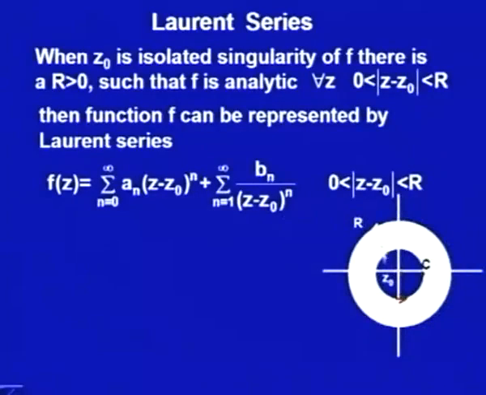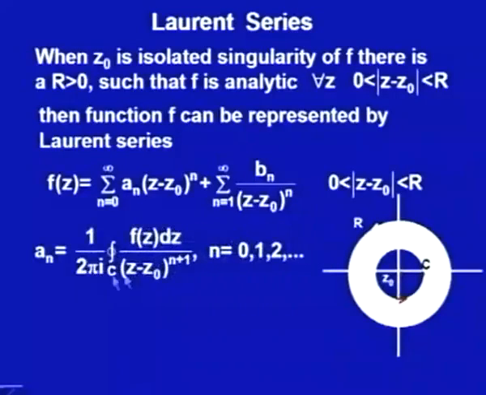So, here we have the disk, this is R, and Z naught is the point where f fails to be analytic, that is, it is a singular point. If I take any disk over here, in this disk we can define f as this.